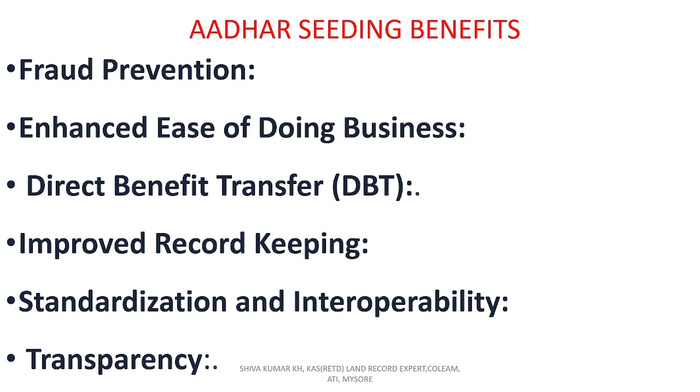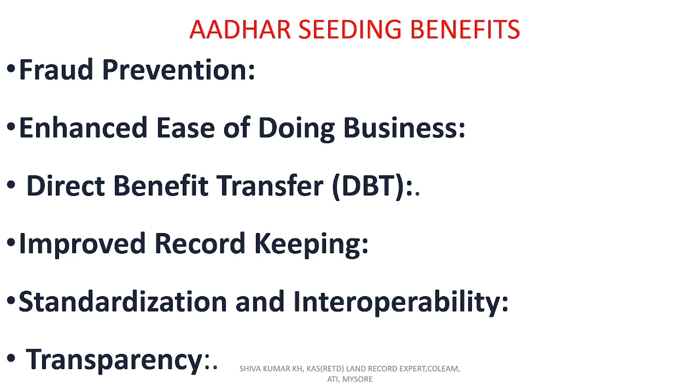And the third one is direct benefit transfer. Aadhar linkage facilitates targeted welfare schemes. For instance, a farmer can receive subsidies, crop insurance, and other financial benefits directly into his bank account linked to the Aadhar number. This eliminates intermediaries and ensures the efficient delivery of government services.